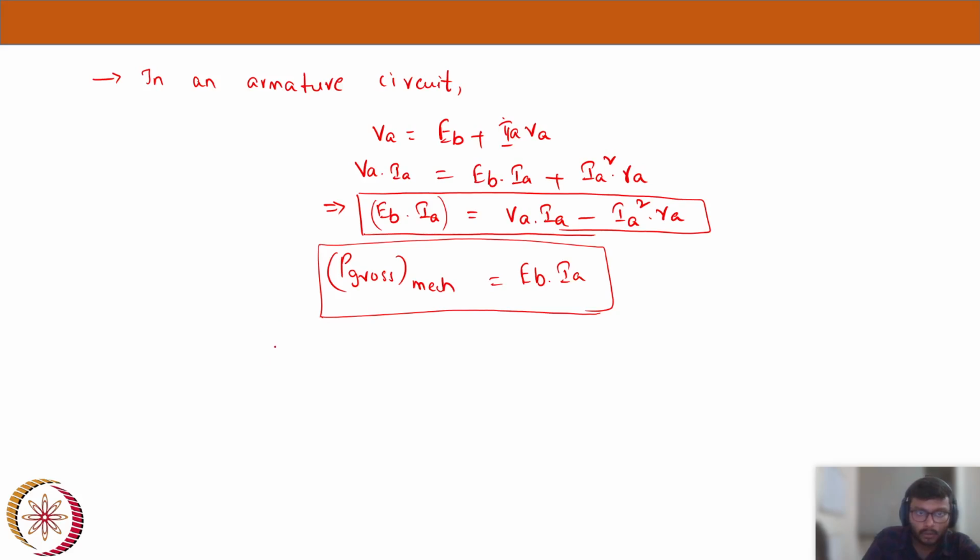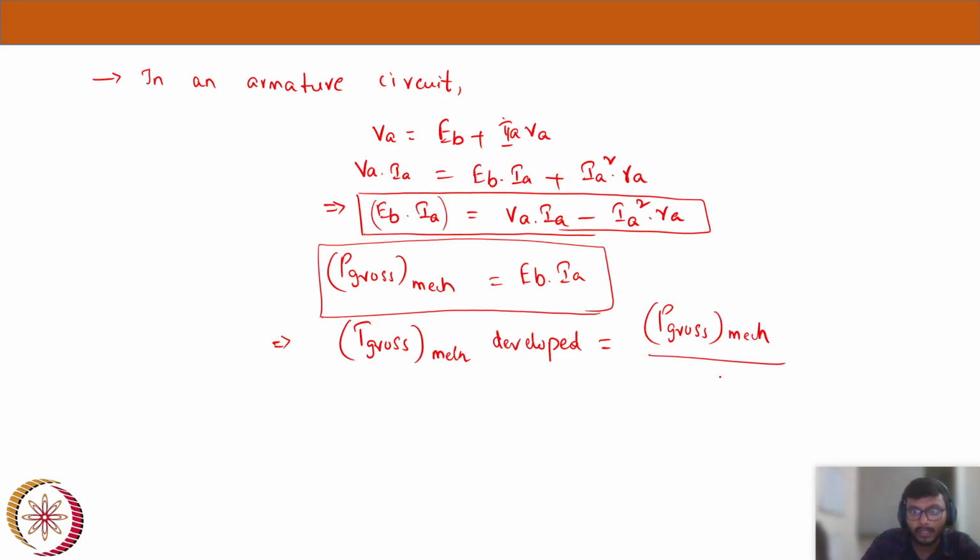Now, my aim is to calculate the gross torque, the gross mechanical torque developed. We know torque is nothing but power divided by speed. The speed will be in radians per second. You have to be careful about the units, radians per second. Now I know the gross mechanical power. Let's say I also know the speed at which my motor is rotating.